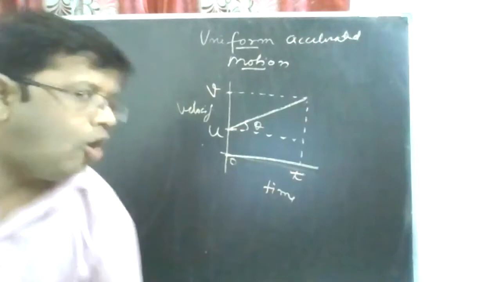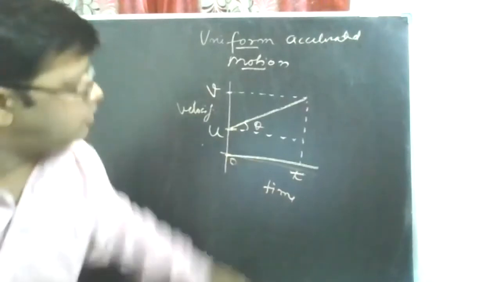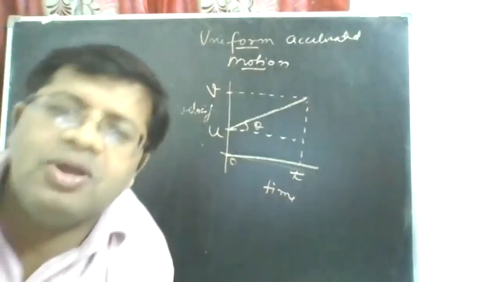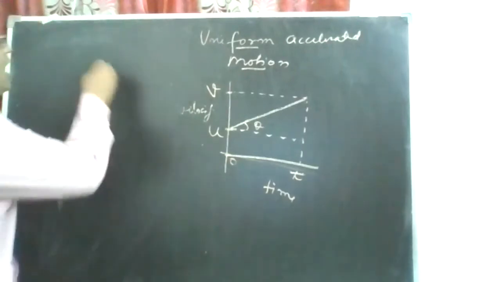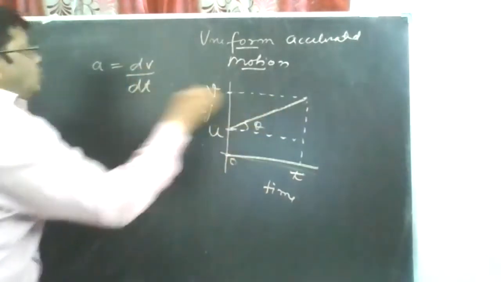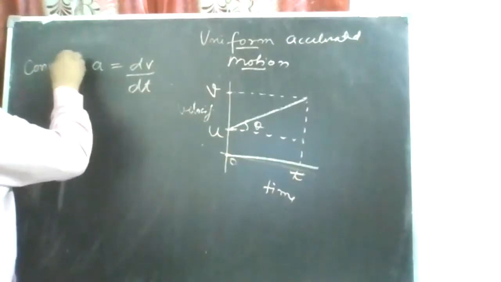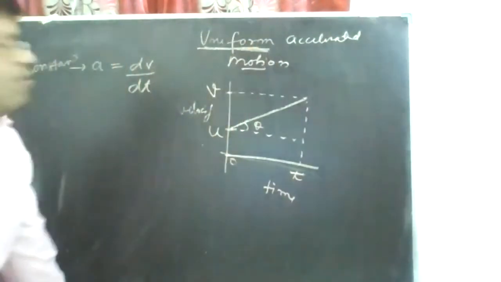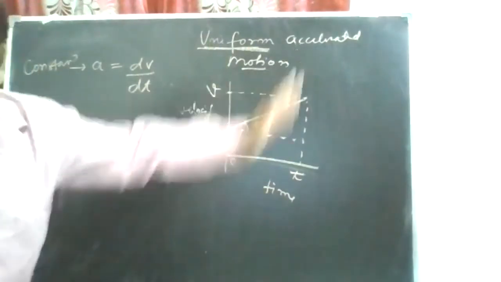In that case, the slope will be positive if the velocity goes on increasing with the same rate, and the slope will be negative if the velocity of the body goes on decreasing with the same rate. Now, in this case, we can write a = dv/dt. Here, beta, this slope is constant. So a is constant, and the motion is called uniform. Uniform means constant. Acceleration is constant. In the velocity time graph, slope is constant.